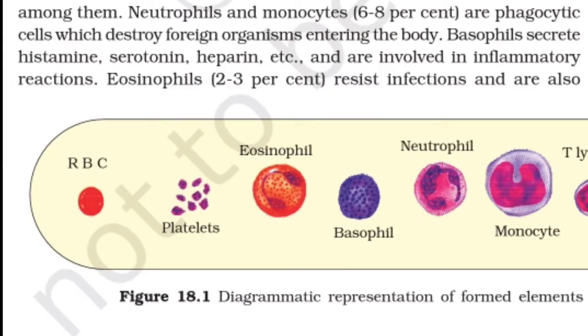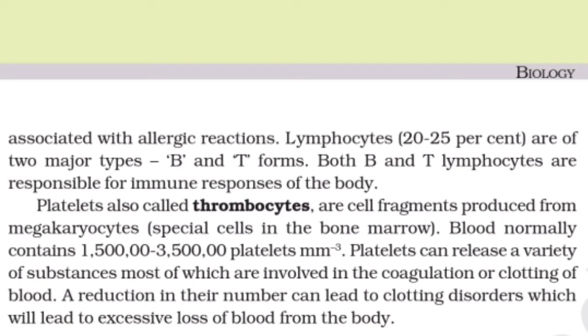Neutrophils and monocytes (6 to 8%) are phagocytic cells which destroy foreign organisms entering the body. Basophils secrete histamine, serotonin, heparin, etc. and are involved in inflammatory reactions. Eosinophils (2 to 3%) resist infections and are also associated with allergic reactions. Lymphocytes (20 to 25%) are of two major types, B and T forms. Both B and T lymphocytes are responsible for immune responses of the body.